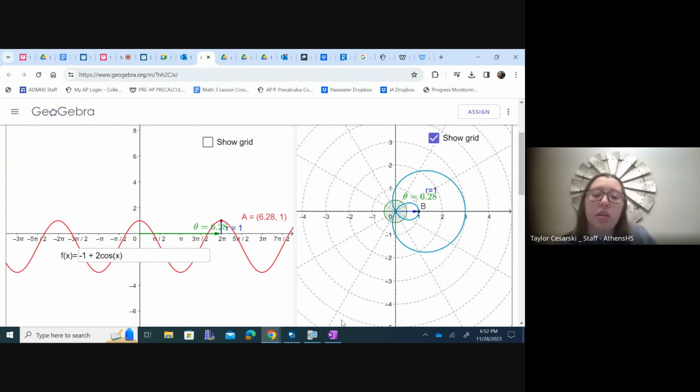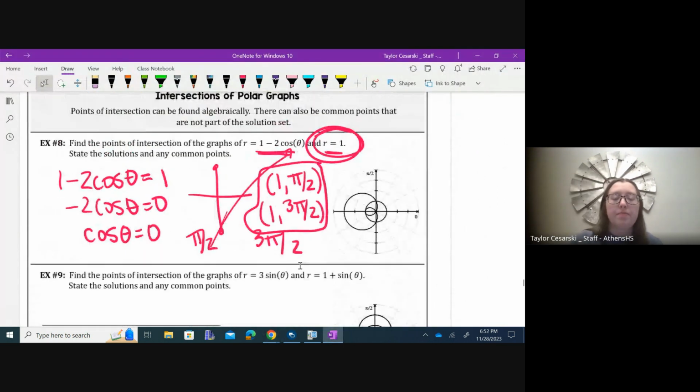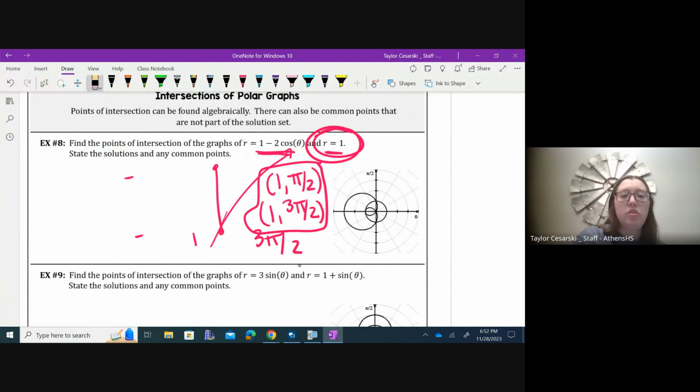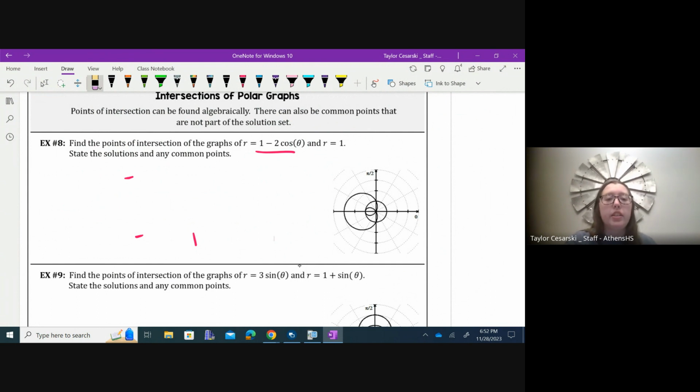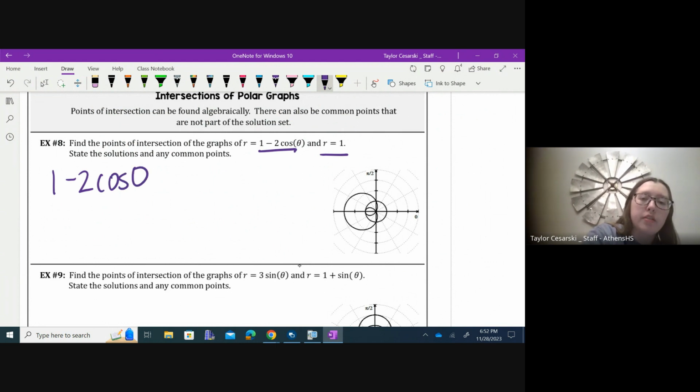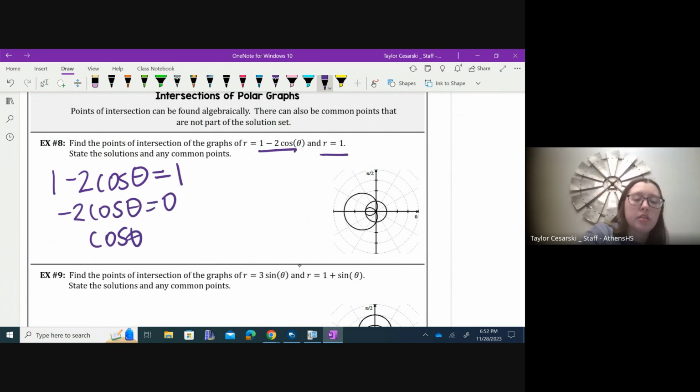All right, and then the last thing we're going to do is intersection of polar graphs. So we want to find the points of intersection where r equals 1 minus 2 cosine theta and r equals 1 intersect. The easiest way to do this algebraically is just to set them equal to each other. Subtract 1 from both sides. And I'm looking for where does cosine of theta equal 0. That's going to happen in 2 places, where theta equals pi over 2 and 3 pi over 2.